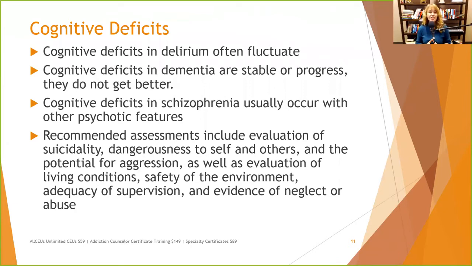Cognitive deficits in schizophrenia usually occur with other psychotic features. So we've got delirium, we've got dementia, and then we've got late onset schizophrenia. Well, could it be schizophrenia or Alzheimer's psychotic symptoms? You want to look at the history of the person, the family history of the person, and the psychiatrist is going to probably rule out or rule in schizophrenia.